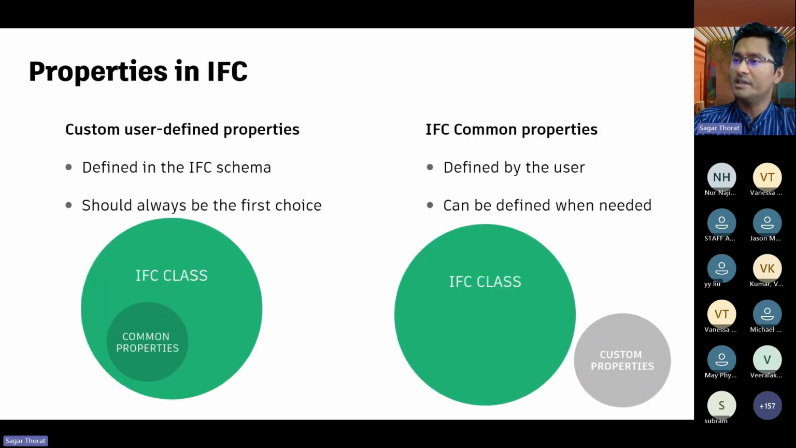Now, properties in IFC. There are common properties, which are defined in the IFC schema and should always be your first choice. Custom properties are defined by the user, and can be defined when you need them. You can always have the custom properties. In this case, as you know, IFC-SG is a custom subset of the IFC classes itself. So that is where IFC-SG can be a country-specific IFC that is outside of the IFC class, but still follows the same classification system.